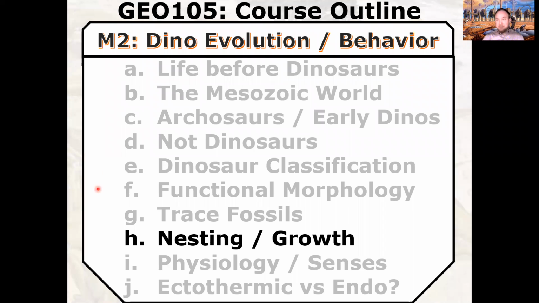We're going to talk about nesting and growth today. Originally, I was going to talk a little bit about social behavior, but I think we'll save more of that for next time because it has a lot to do with their brain activity. So we'll talk more about that with the physiology and senses next class. And then we'll talk about ectothermy versus endothermy and whether or not they had feathers. And then we're done with module 2, and then we're going to start discussing individual kinds of dinosaur groups.